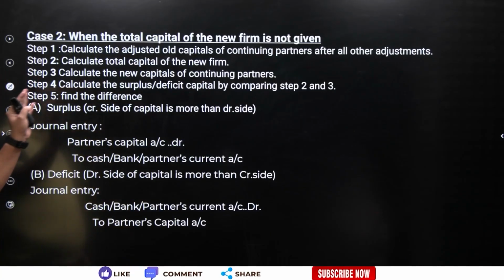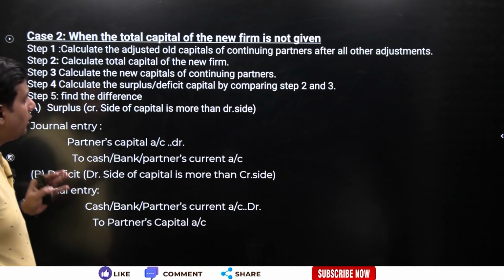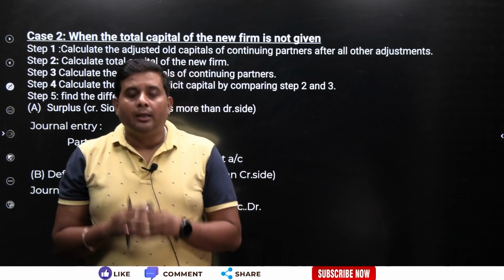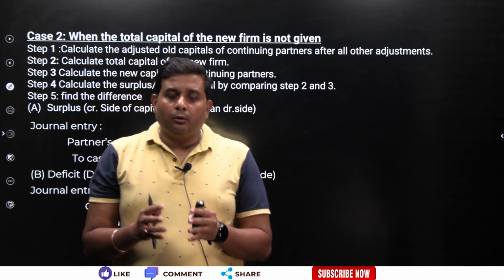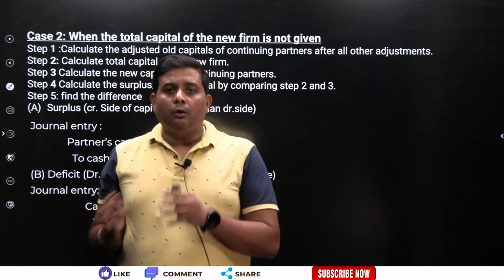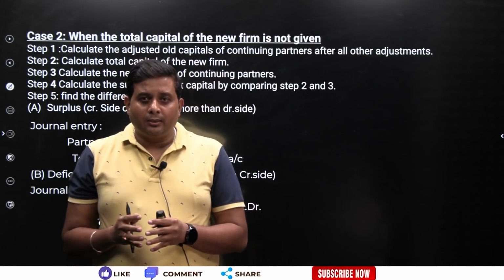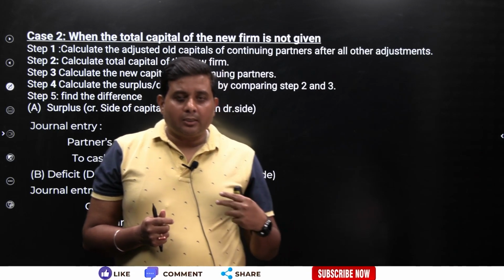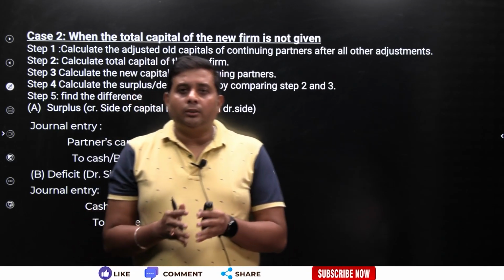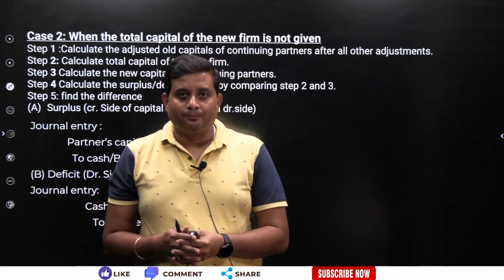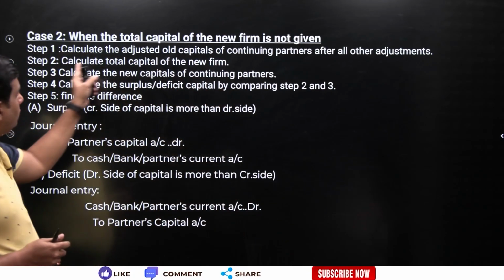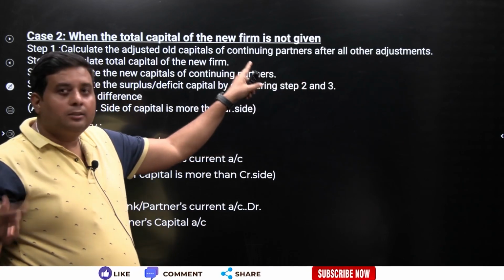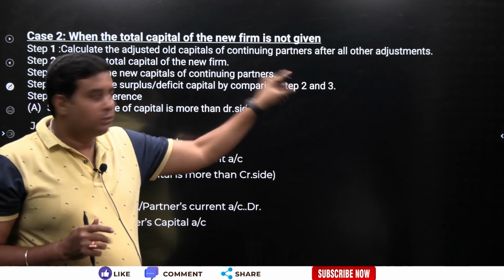Now, when the total capital of the new firm is not given. Whenever the total capital of the new firm is not given, first of all we have to take out the closing old capital of all the partners. When I say all the partners, there are two conditions. In the first condition, case 2, we consider only the continuing or existing partners. So first of all, we have to adjust the old capital of continuing partners. And the second condition, case 3, I am taking all the partners also.